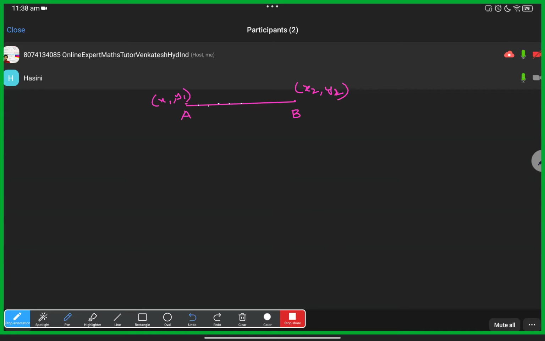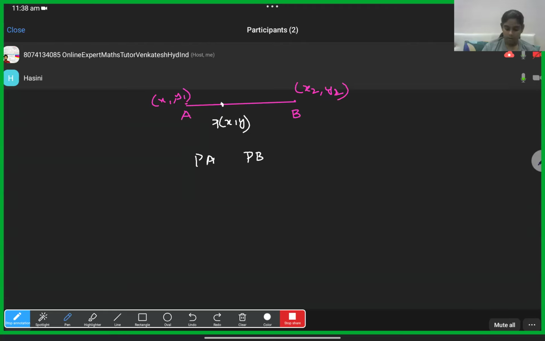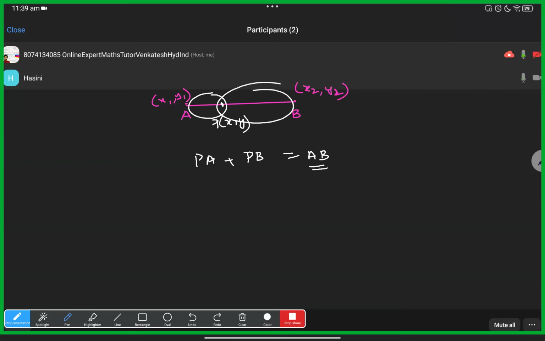So now, out of all those points, we will find out a point which is required for us, P(x, y). They'll ask us to find it. Suppose, for example, if I select a point P which I marked there on AB, this P will divide this AB into two parts. One part is PA and another part is PB. Both of them together will be the entire line AB.